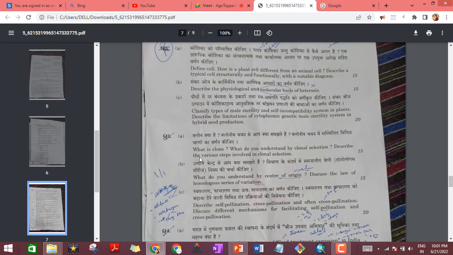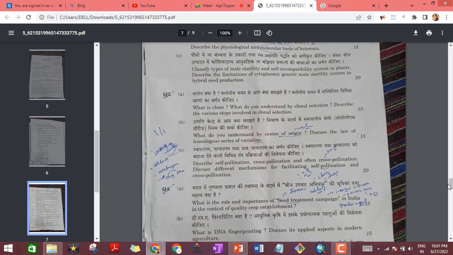Like this question, you see: what is a clone and what do you understand by clonal selection? Describe various steps involved in clonal selection. This is a very new question. They have not asked it before, and it is a very difficult question also, because this year you don't know properly. We need to write something, na? We cannot eliminate everything. It is not difficult in the sense that we have studied it, maybe in undergraduation, but for UPSC it is a new question, because they have not asked this question commonly, and they have asked about the various steps involved in clonal selection for 15 marks.